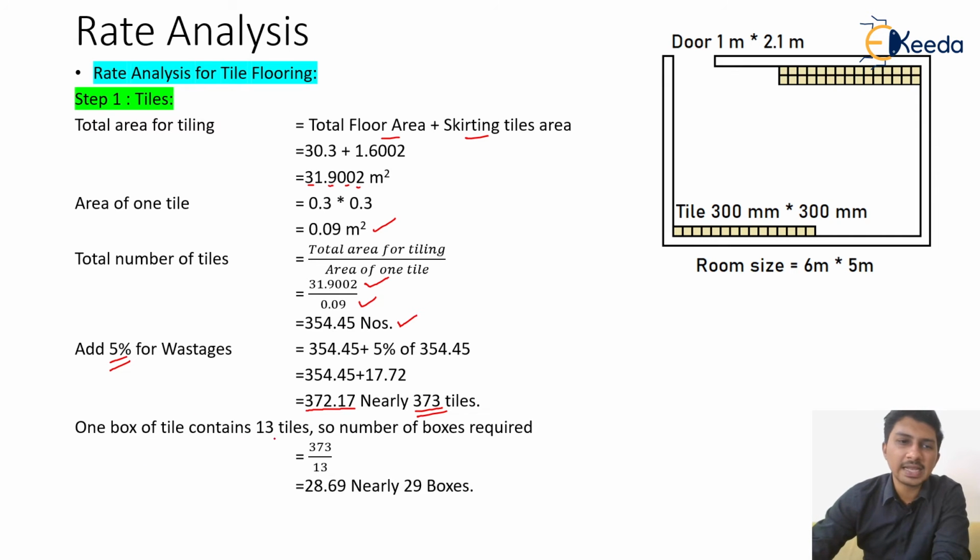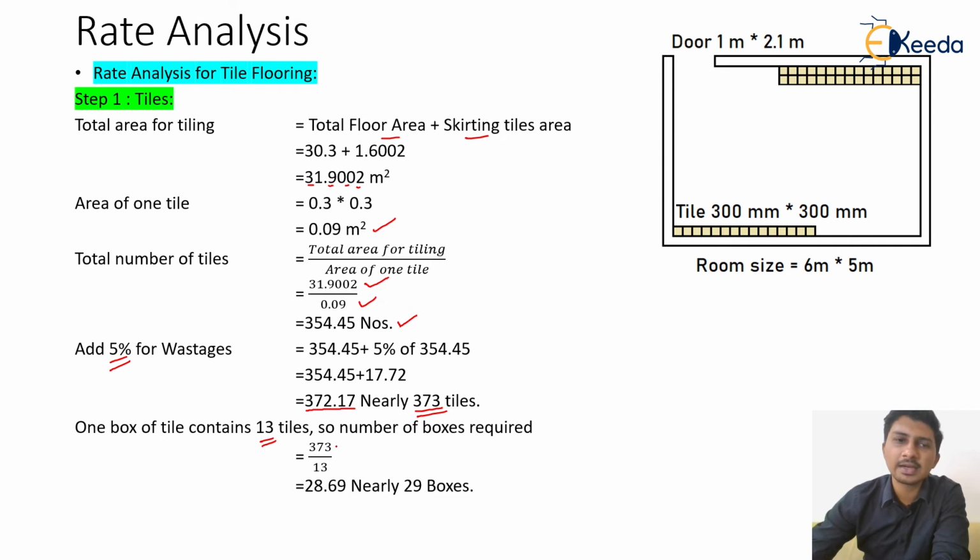So now, one box of tile contains 13 tiles. It depends upon the size of the tile how many tiles are going to be in one box. It can range from 4 tiles to 15-20 tiles also. Our size is 0.3 by 0.3. These tiles mostly come in 12 to 13 or 14 tiles per box. So let us consider 13 tiles per box, and we are going to calculate the number of boxes.